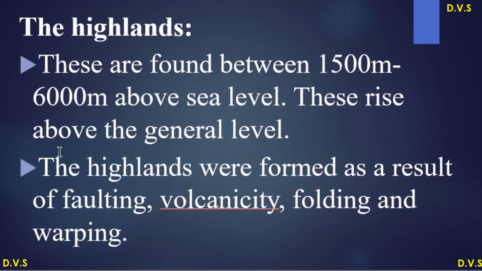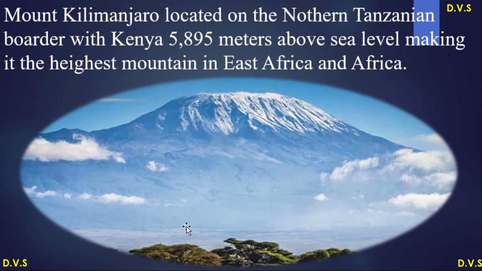The highland region is found between 1,500 meters to 6,000 meters above sea level. These rise above the general level. The highlands were formed as a result of faulting, volcanicity, folding, and warping. And in our lessons to come, we shall be looking at these processes in detail.